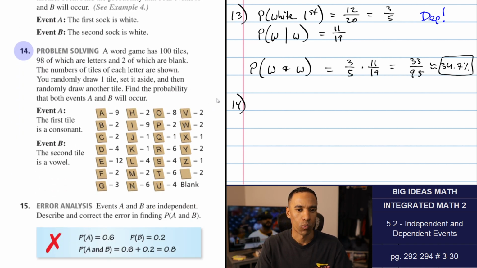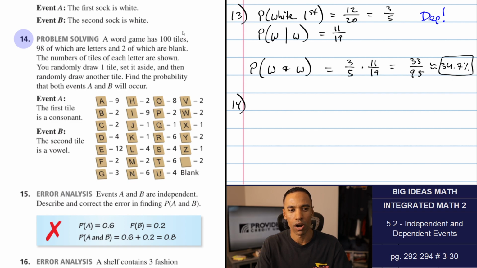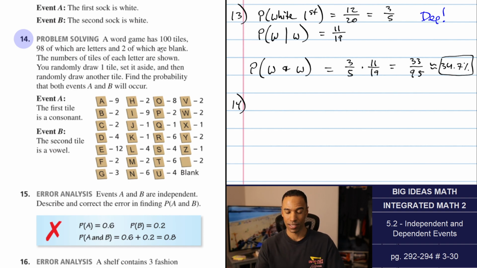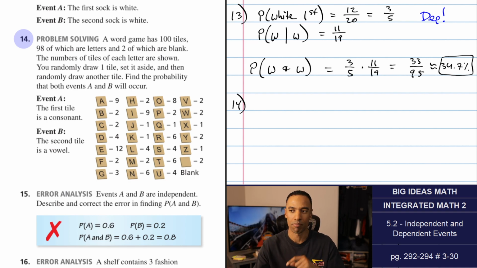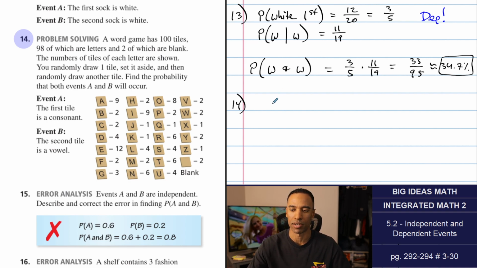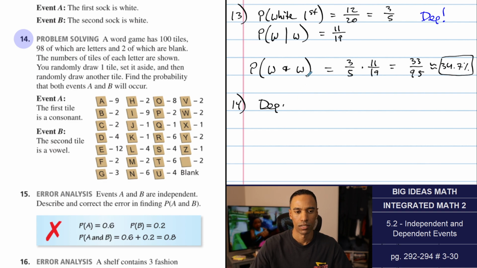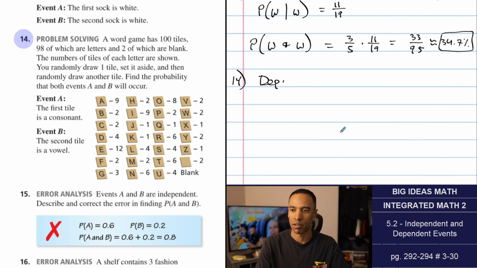A word game has 100 tiles, 98 of which are letters and 2 of which are blank. The numbers of tiles of each letter are shown. So there are 9 of A, there's 1 of Q, things like that. It's like Scrabble. You randomly draw one tile, set it aside, and then randomly draw another tile. So again, the probability is dependent. Find the probability both events A and B will occur.